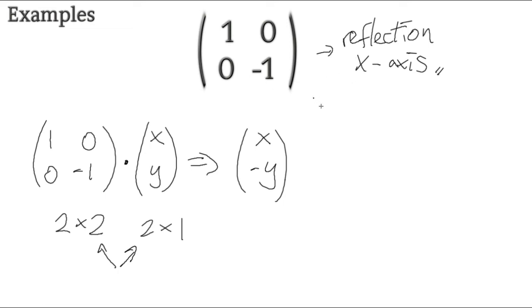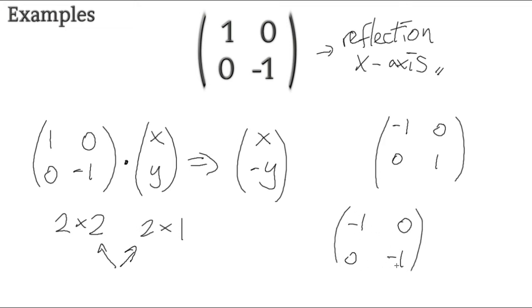There's another one along the y-axis. You can prove this by doing exactly the same thing, but I will tell you that it's minus 1, 0, 0, 1. What about along y equals x? Well, good question. It's literally just the combination of both of them. Minus 1, 0, 0, minus 1.